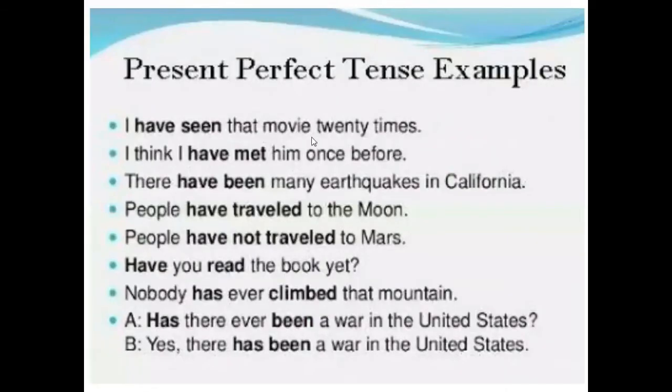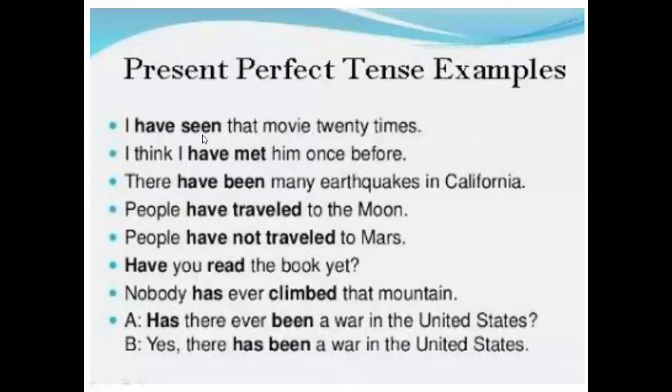Now we have a slide of some examples of present perfect tense. So listen carefully. It will be easy for you to understand all the tenses. I have number one sentence: I have seen that movie 20 times. I have is a helping verb and seen is the third form of see.